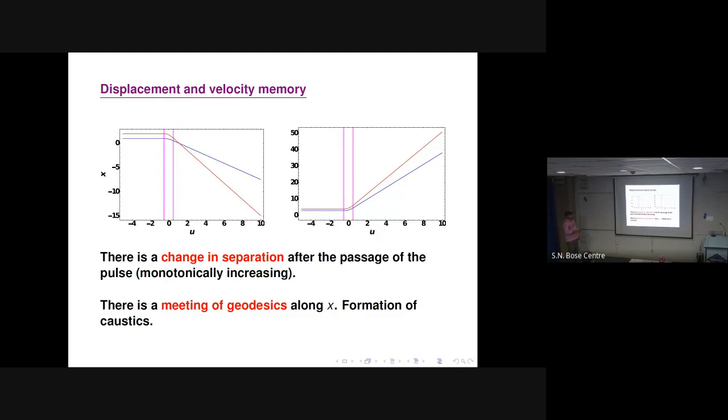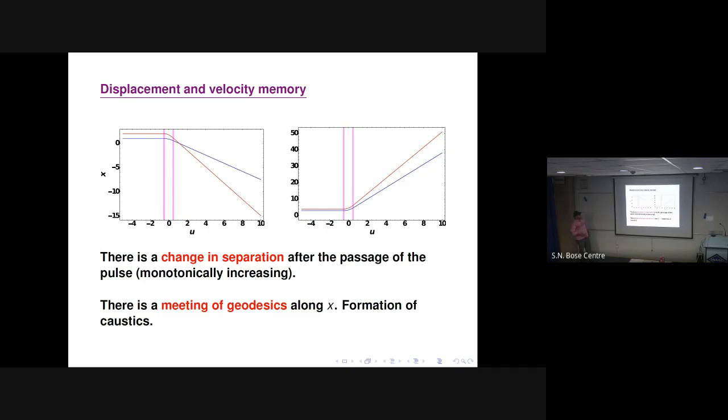So you see, initially the distance of separation is constant. But after the passage of the pulse, you find there is a change in separation, both along x, this is the x direction, and this is the y direction. Also note that there is a meeting of geodesics along x. This resembles the formation of caustics. I mean, two spacetime trajectories are meeting at a particular point. Note that it does not signify formation of a spacetime singularity. So this is what is displacement memory.